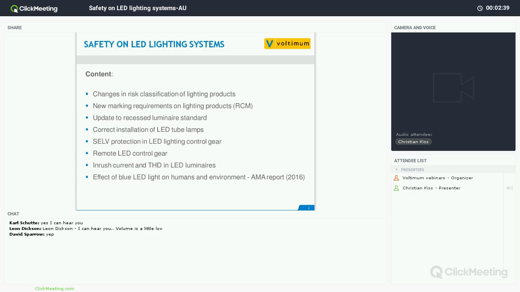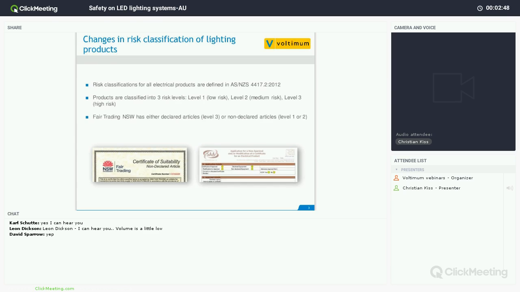It's one of the American Medical Association reports that were published in 2016, concerning a bit of a concern with blue light.